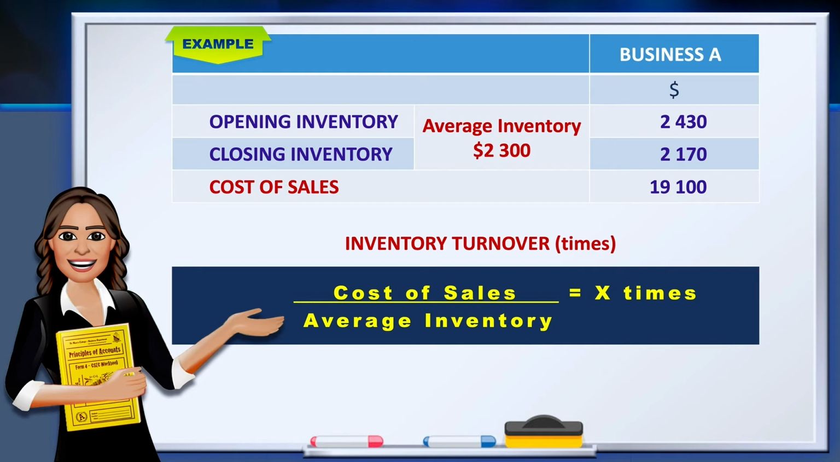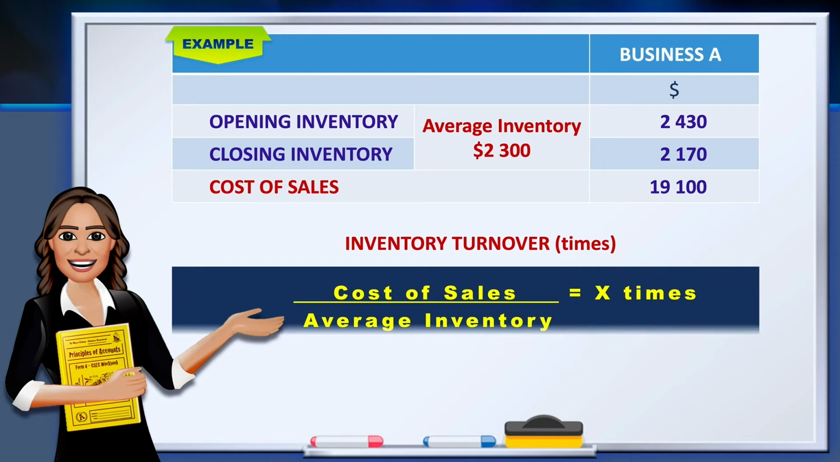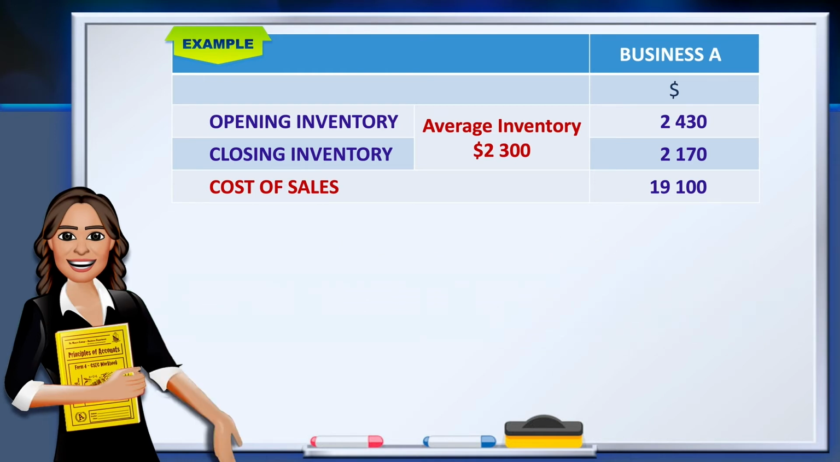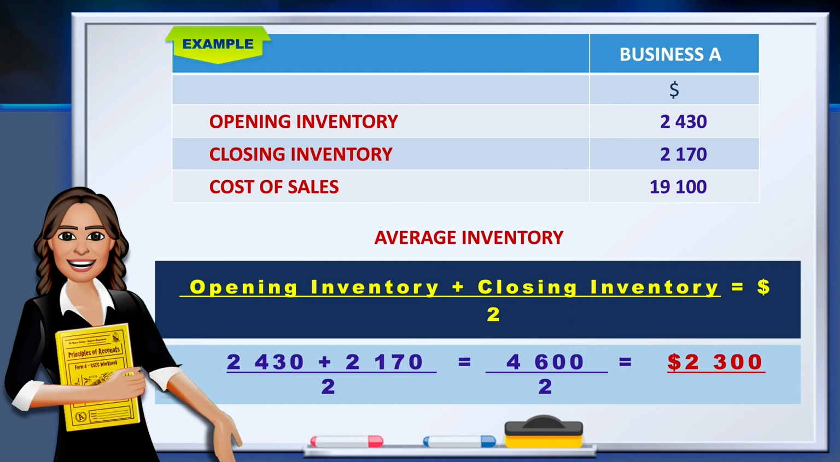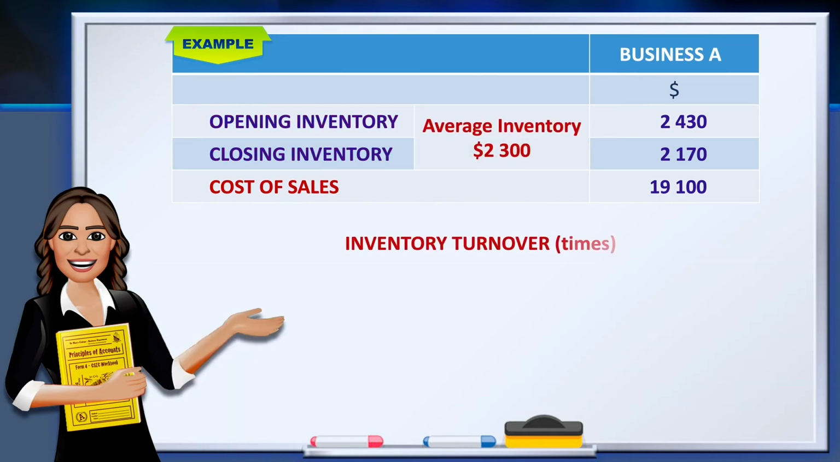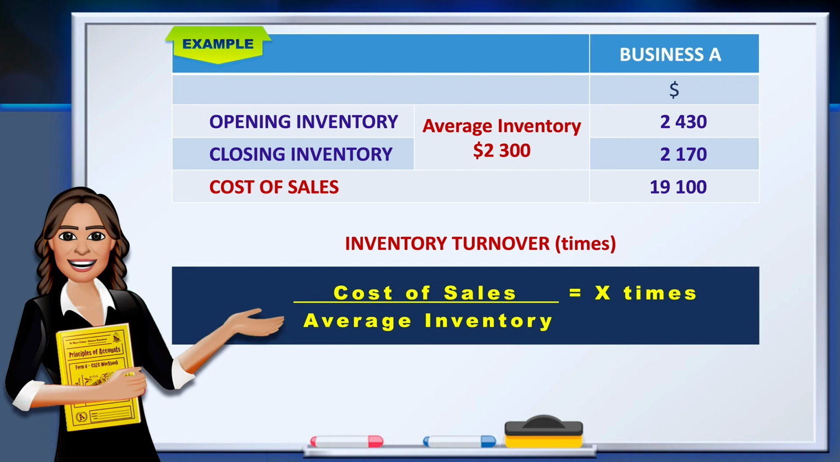We were not given our average inventory. We had to work it out, and we had worked it out previously because it's the same figures that we're using. So the opening inventory plus your closing inventory divided by 2 gave us an average inventory of 2,300. As we worked that out, you see I put the answer there for you. So your average inventory is 2,300.